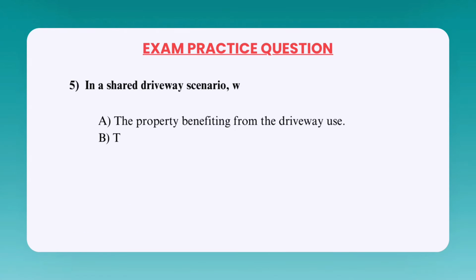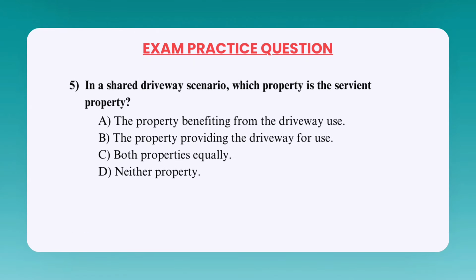Number 5. In a shared driveway scenario, which property is the servient property? Is it A, the property benefiting from the driveway use, B, the property providing the driveway for use, C, both properties equally, or D, neither property?